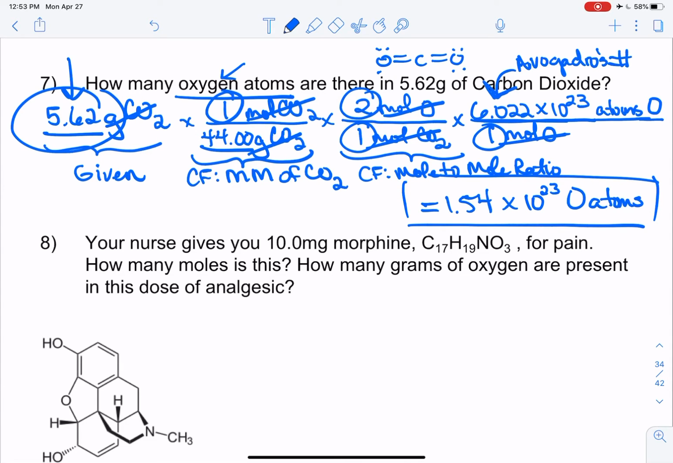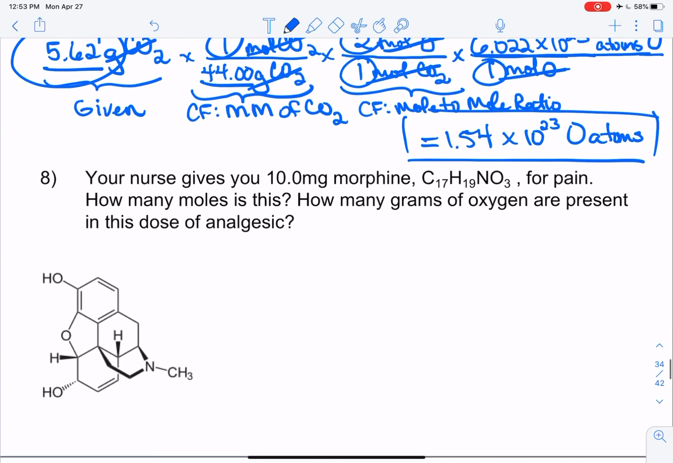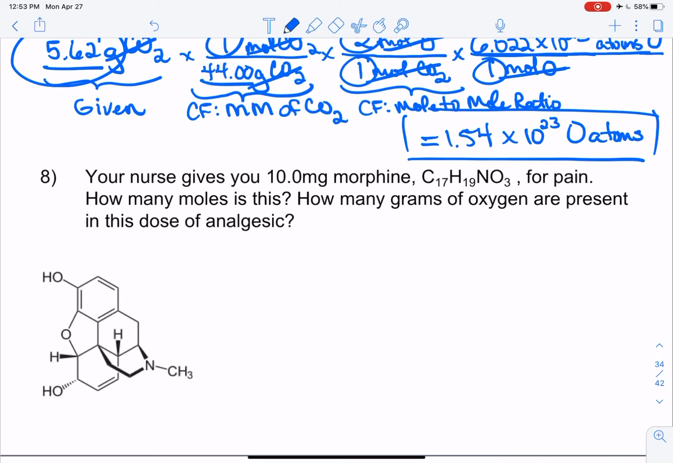Now number 8 says your nurse gives you 10 milligrams of morphine, and morphine is a big old molecule. It's this down here, C17H19NO3. And if you look at this molecule, you see something funky. It's right here. And these are bonds that are coming out at you. So it's hard to draw those in 2D when it's a 3D molecule. So when you see those bolded bonds, it means those are coming out at you. They're not crossing the bonds in the other rings.